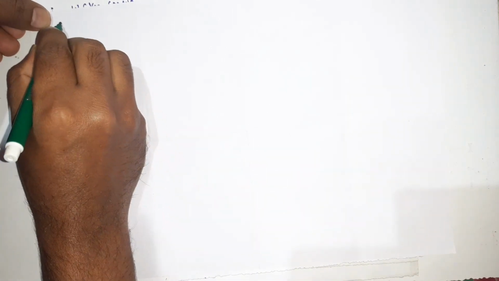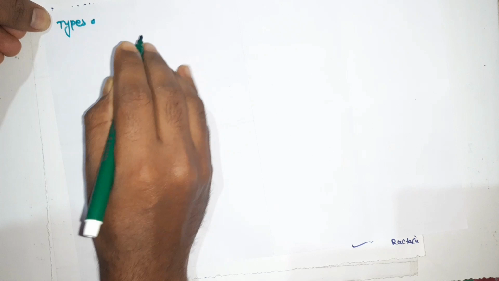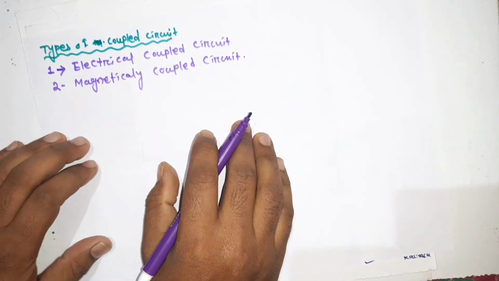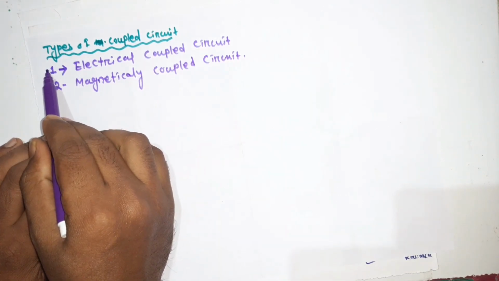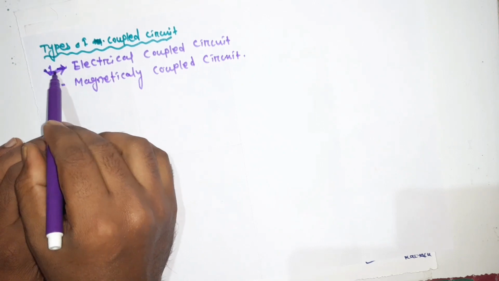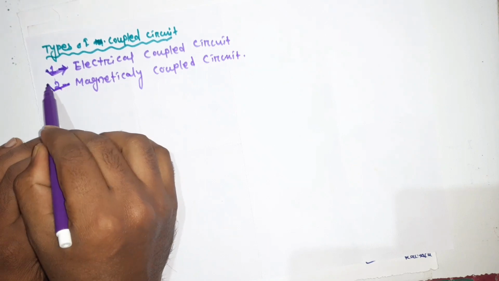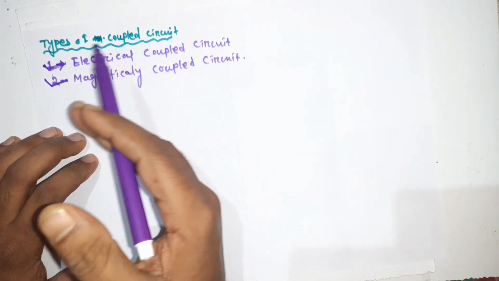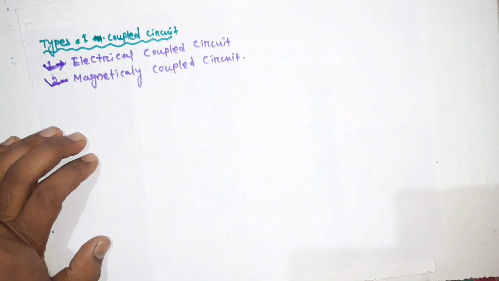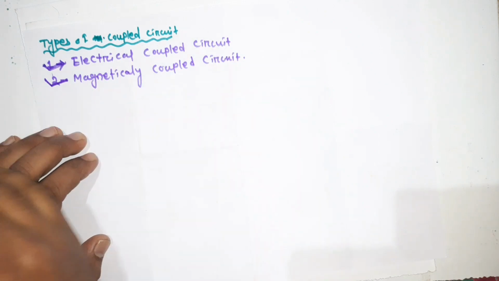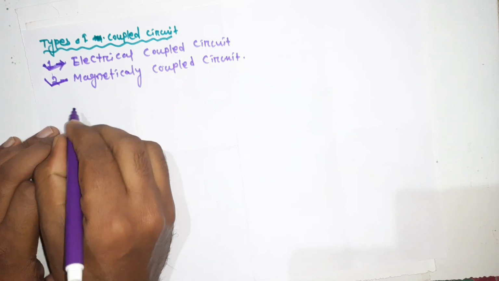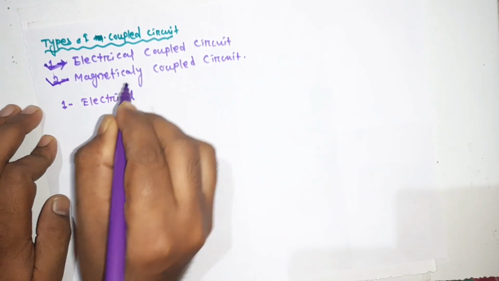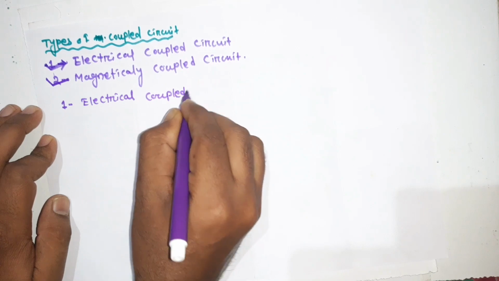Here write types of coupled circuit. There are so many types of coupled circuit, but we discuss only two: one is the electrical coupled circuit, and one is the magnetically coupled circuit. You may have some doubt: you think a coupled circuit has no physical connection between them, but there is a type with physical connection and a type with no physical connection. First we discuss type 1, the electrical coupled circuit. What is an electrical coupled circuit?